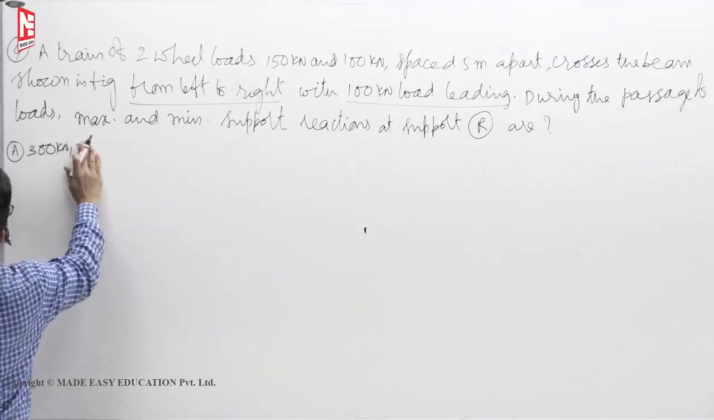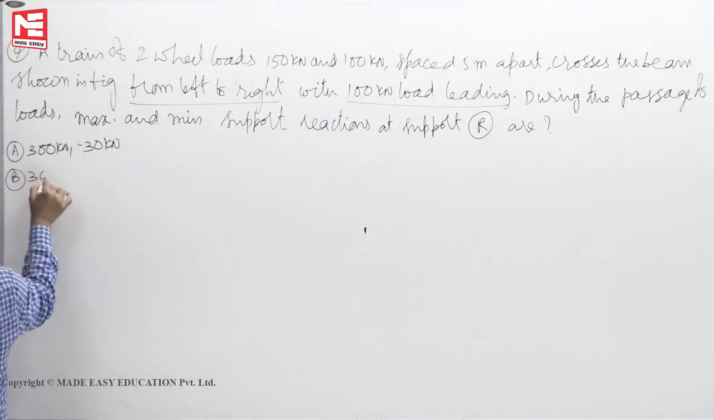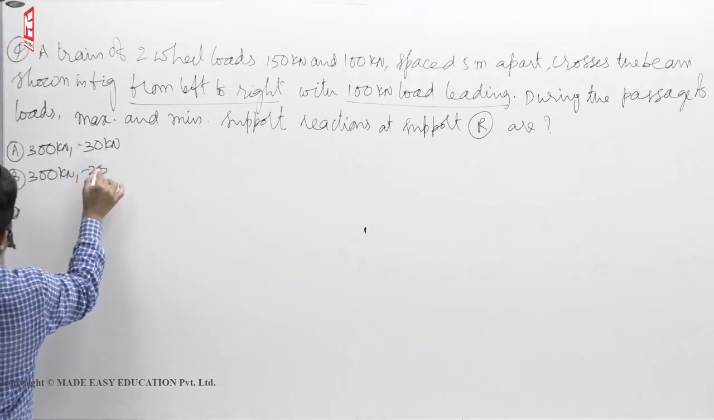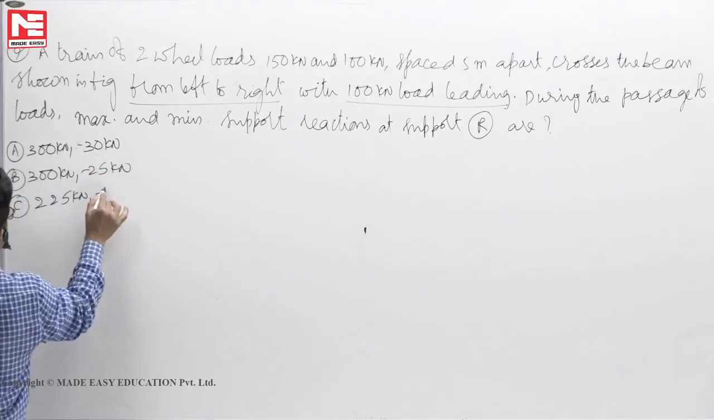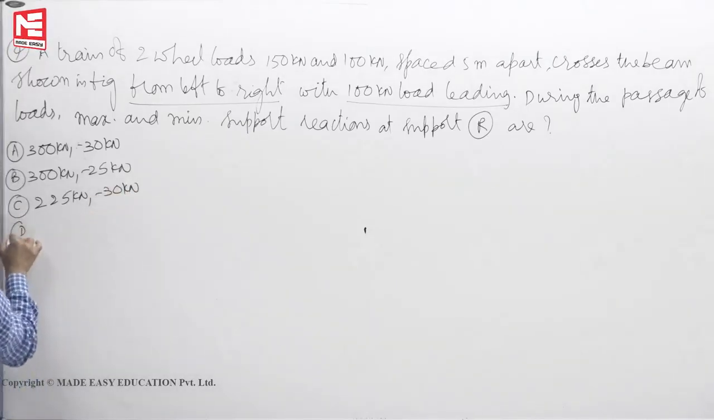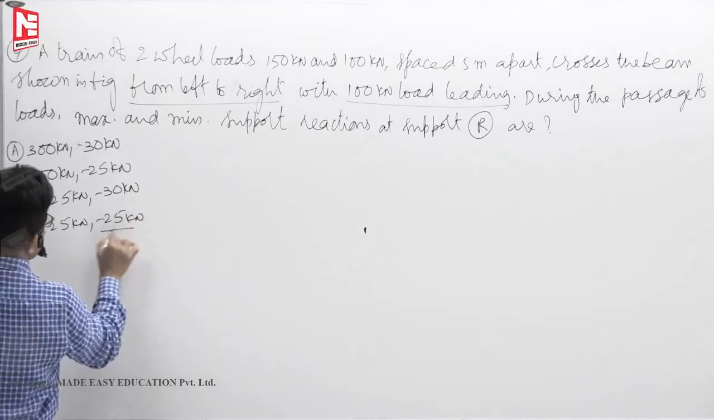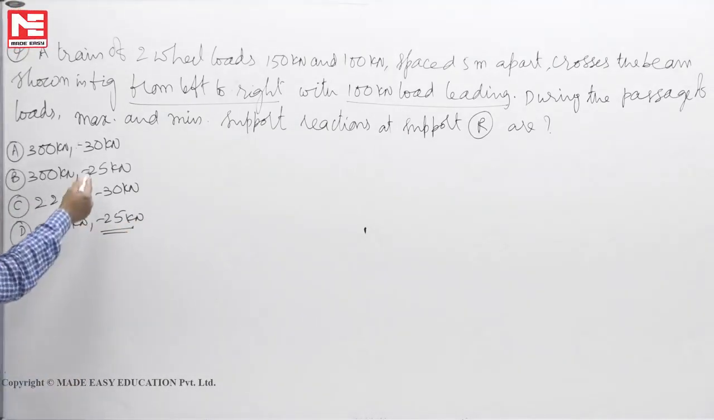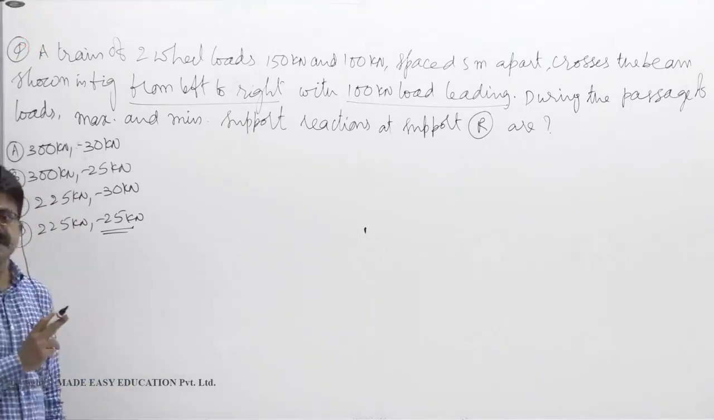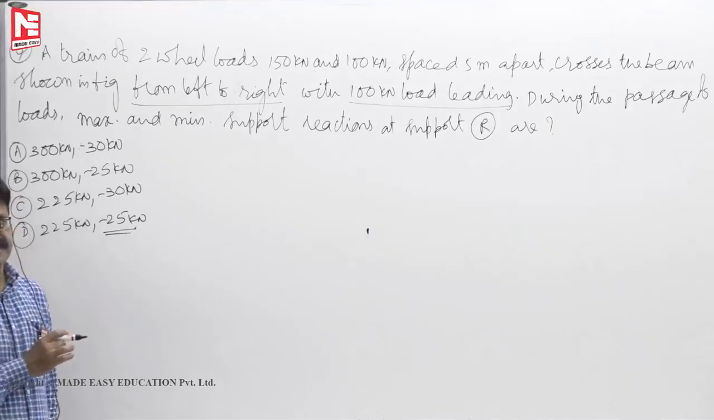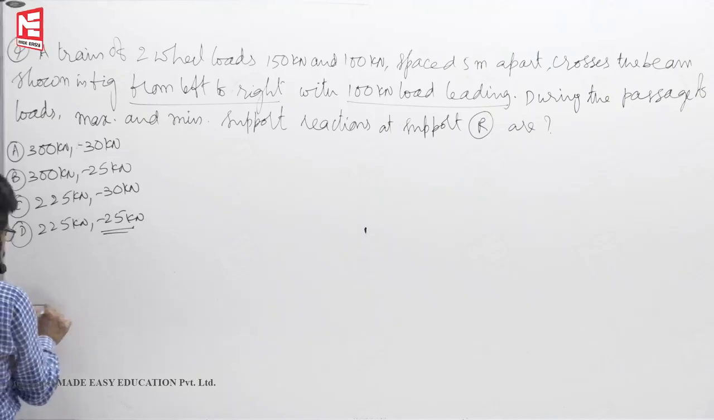Then they give you the options like this: 300 kilonewton and minus 30 kilonewton, 300 kilonewtons minus 25, 225 kilonewton minus 30, 225 kilonewtons minus 25. So like this they have given you the options also. Now you see minus values as minimum reactions they have given. That means they are mathematical minimum values. We'll see that part when we discuss.